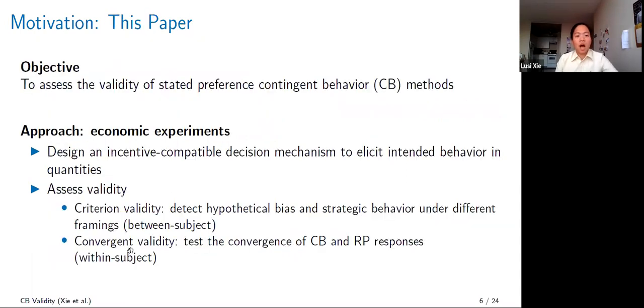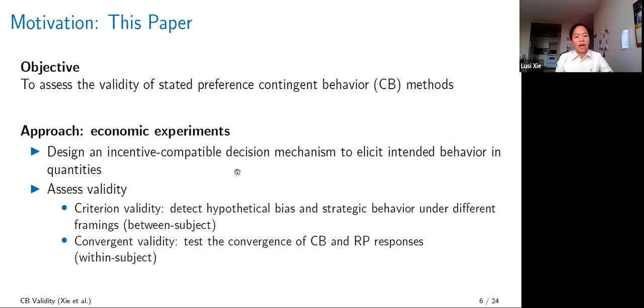So the objective of this paper is to assess the validity of stated preference contingent behavior methods. I hope it's less abstract now. And the approach we use is economic experiments. The first step is to design an incentive compatible decision mechanism, because it's quite important in the validity assessment. Also, we elicit preferences by asking quantity decisions.